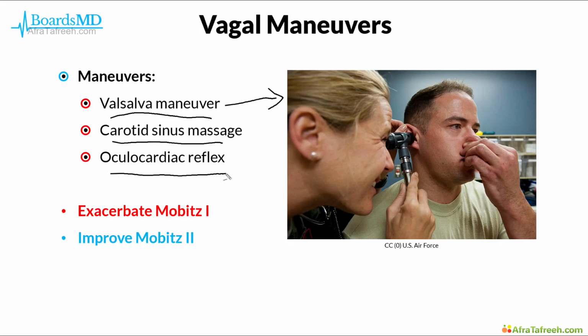In the case of all of these vagal maneuvers, there's going to be increased conduction through the vagal nerve, and therefore this is going to lead to slowed conduction through the AV node, thus exacerbating Mobitz type 1. However, this will have the exact opposite effect on Mobitz type 2, which occurs below the AV node. And therefore, anything that leads to increased vagal activity, such as vagal maneuvers, is going to worsen Mobitz type 1. However, anything that decreases vagal activity, such as exercise or atropine, is going to improve Mobitz type 1. However, the opposite effects will be seen for Mobitz 2.